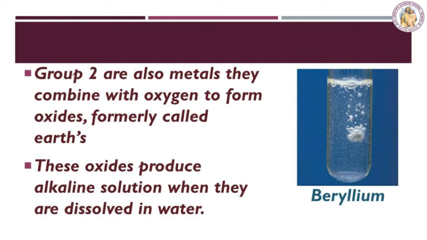The elements of group 2 are also metals. They combine with oxygen to form oxides, formerly called earths, and these oxides produce alkaline solutions when they are dissolved in water. Hence, these elements are called alkaline earth metals. Beryllium does not react with water and magnesium reacts only with steam, but the others react readily with water.